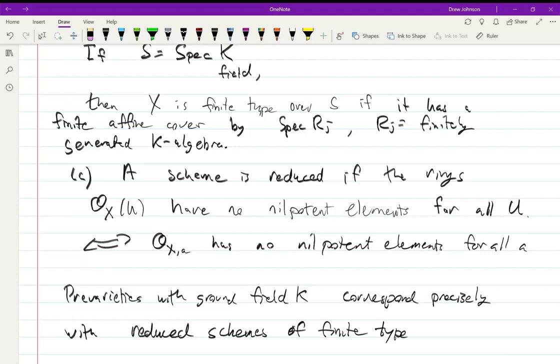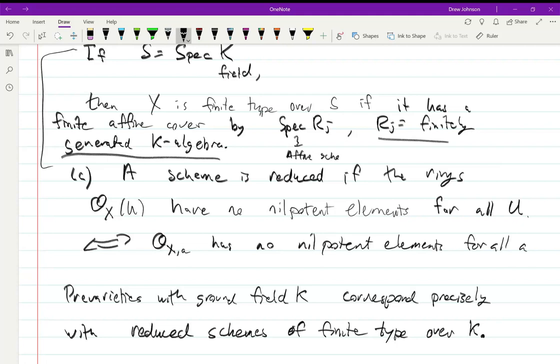So how does this work exactly? Well, a scheme over K was a scheme over Spec K. If K is a field, then that just means the scheme comes with a map to a point, so that doesn't really contain any information. But if it's finite type over K, that means by what we said right up here that the scheme has to have a finite affine cover by Spec R_J, where R_J is a finitely generated K algebra. A Spec of a finitely generated K algebra exactly corresponds to an affine scheme.